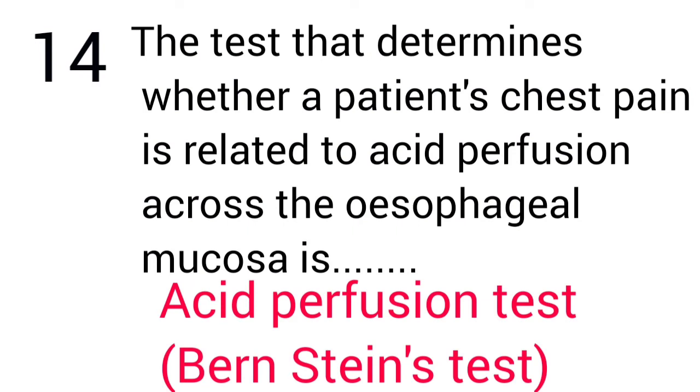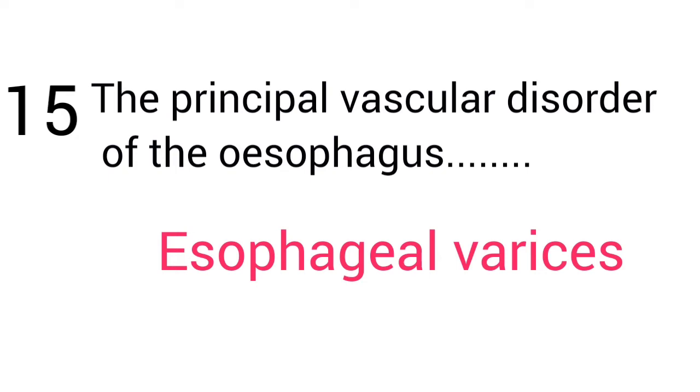The test that determines whether a patient's chest pain is related to acid perfusion across the esophageal mucosa is acid perfusion test or Bernstein's test. The principal vascular disorder of the esophagus is esophageal varices.